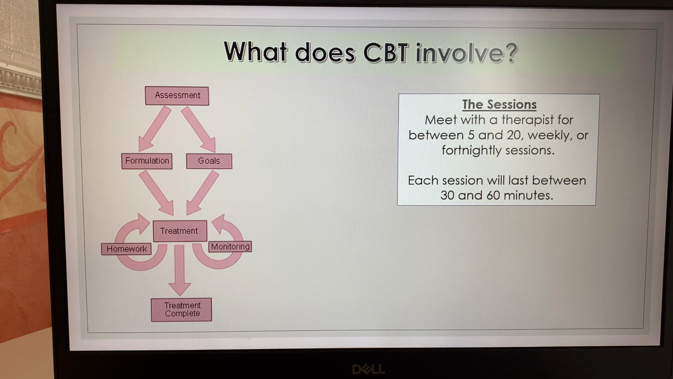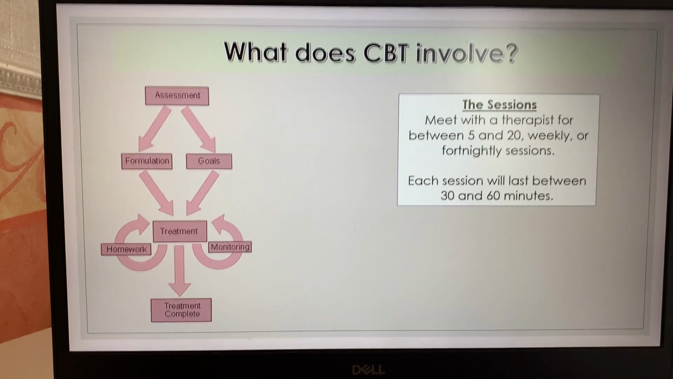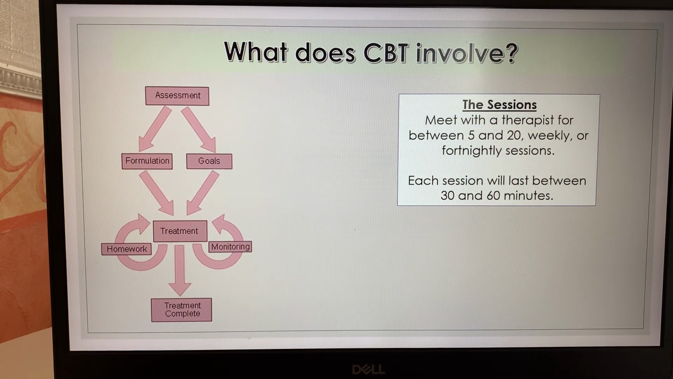So this little cycle here says what CBT involves. So you're meeting with a therapist, the same therapist, between 5 and 20 weekly or fortnightly sessions, lasting about 30 to 60 minutes. Starts with that main assessment, breaking it down into how they can formulate goals and get an idea of that individual. Then the treatment revolves around a monitoring process, setting of homework that they need to come back and reflect on, and then that treatment is complete. So then they leave with this toolkit, constantly being monitored to make sure that's effective for them, and they have an outcome and what their goal is to achieve.